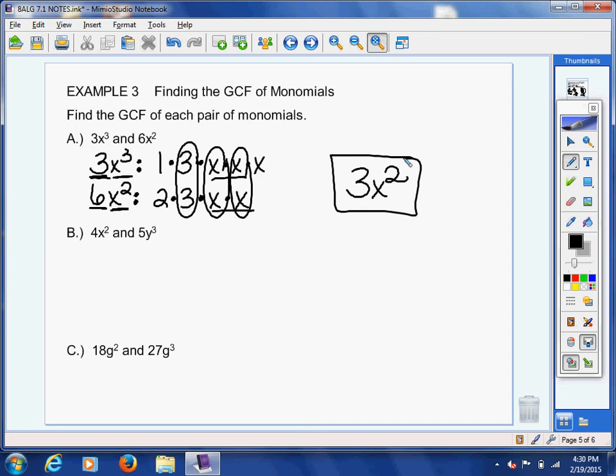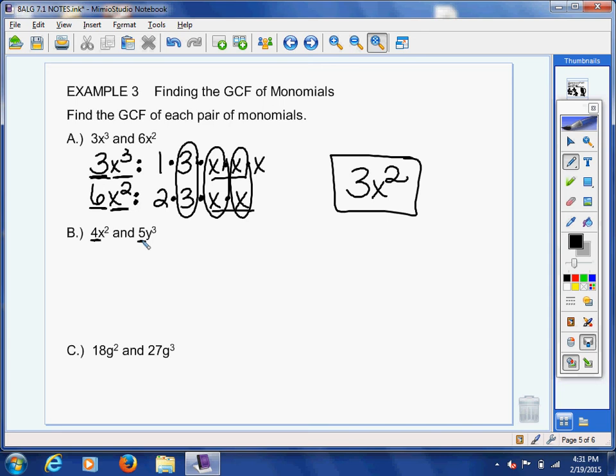Now B, if we attempted to do this mentally, which I am going to challenge you to do, let's just focus on the coefficient. Our number is 4 in the first monomial and 5 in the second monomial. When you think about the number 4 and the number 5, what is the greatest common factor of those two numbers? If you're thinking 1, you're exactly right. It is 1.